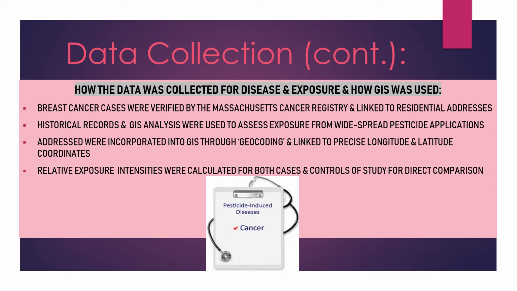Then their addresses were incorporated into GIS through what's known as geocoding, and basically that linked their addresses to precise longitude and latitude coordinates so they could better assess the data. And then they calculated the relative exposure intensities for both the cases and the controls of the study and used those numbers for direct comparison.